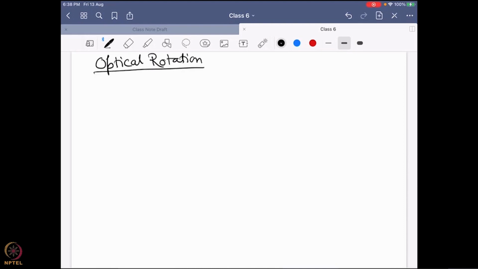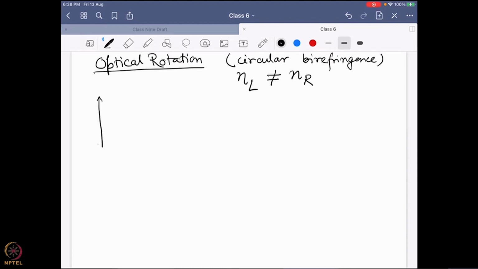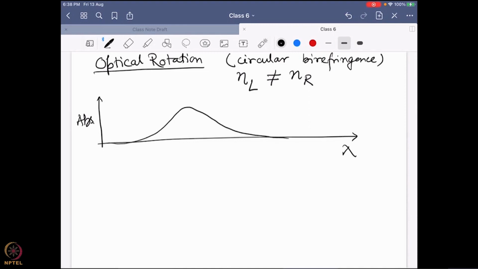So first, optical rotation, how it looks like. Optical rotation depends on something called, again, circular birefringence. Basically, it is saying the refractive index for the right hand circularly polarized light is not equal to left hand circularly polarized light. How will the data actually look like? So first of all, I am drawing over here an absorbance data, a normal absorbance versus lambda.